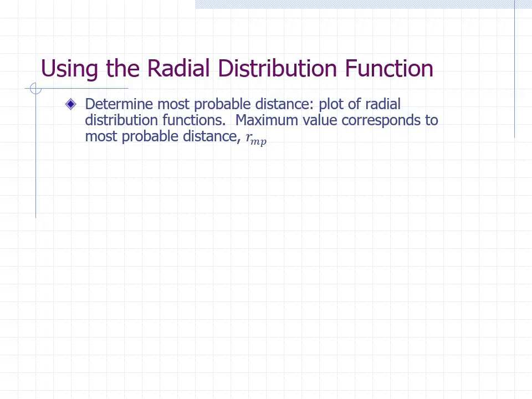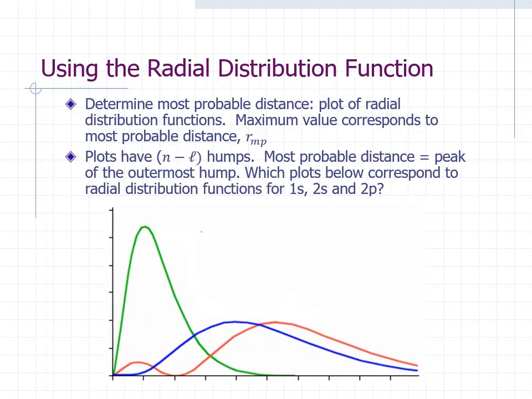We can use the radial distribution function to determine the most probable distance of an electron from the nucleus. To do this, we plot the radial distribution function versus distance. The most probable distance is where the function reaches its maximum. For orbitals with quantum numbers n and l, plots of the radial distribution function exhibit n minus l humps. The most probable distance is given by the peak of the outermost hump. Examine the figure below, which plots the radial distribution functions for 1s, 2s, and 2p orbitals.